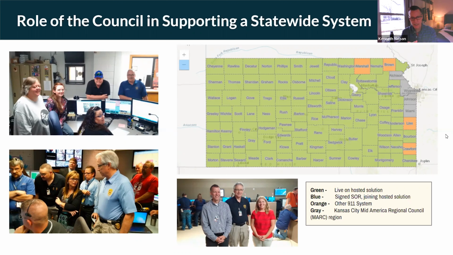The Mid-America Regional Council does a wonderful job. They manage that system. The 2 will interface as they join the ESINet. But the data just has to be statewide. There are no other ways around it. So we've been fortunate and very thankful that we've been able to maintain that.